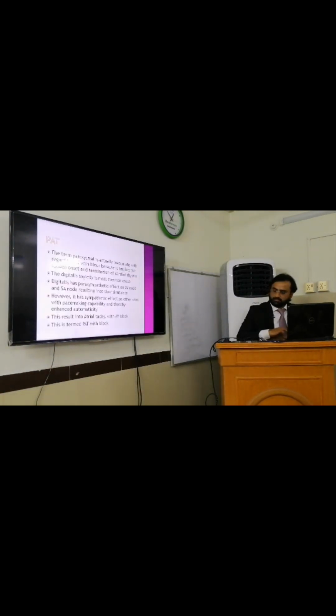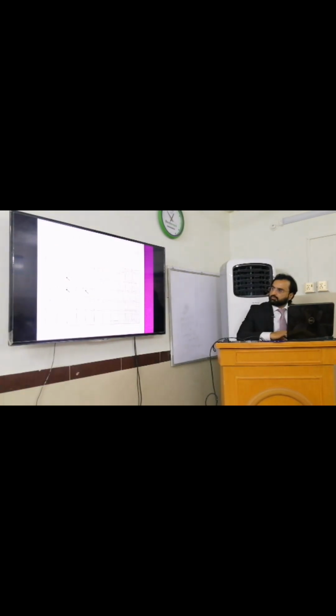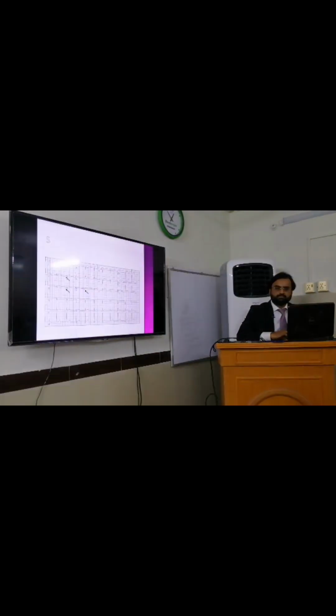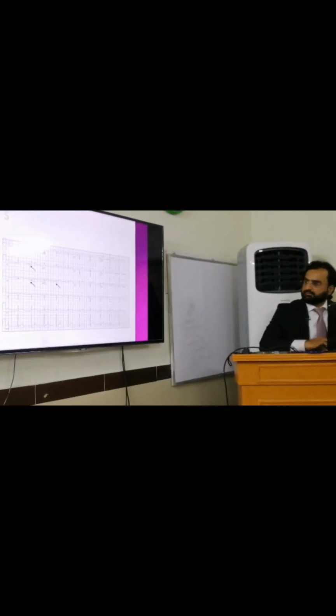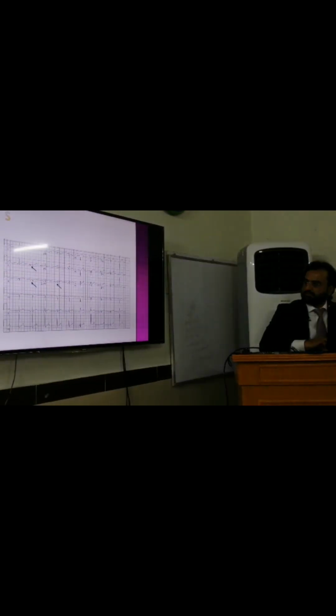What does the arrow indicate? Oh, sorry. Okay, so what does this arrow indicate? This is a P wave. Okay, inverted P wave, right? And what is the morphology of the QRS complex? It is a narrow QRS complex.